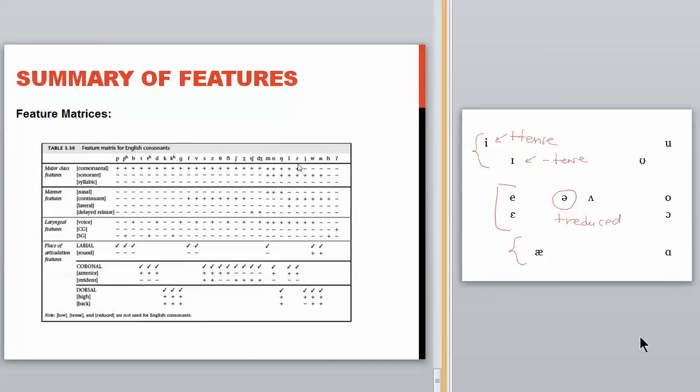So it's very helpful to have these features internalized because you will need to be able to recognize a natural class of sounds when making phonological rules. However, a feature matrix is something you can fall back on in case of any doubts.